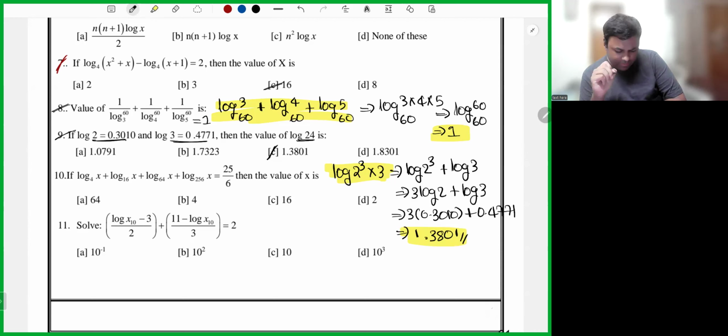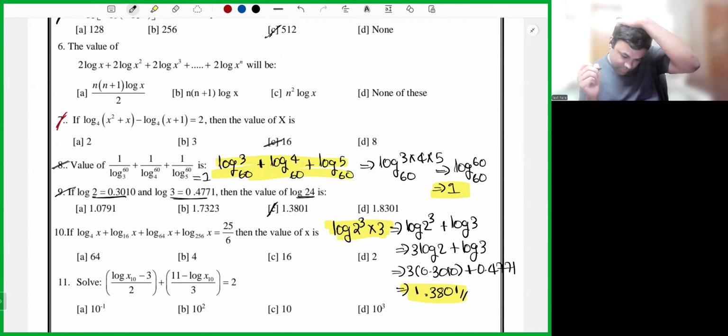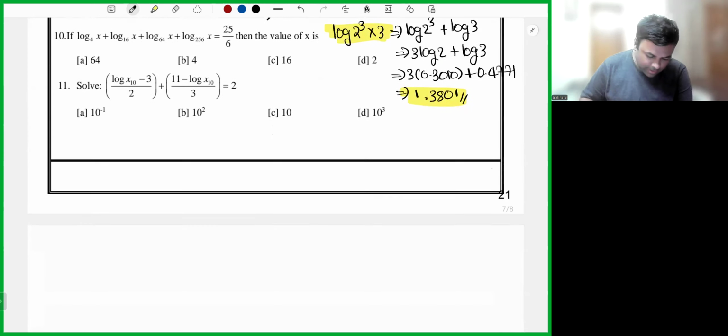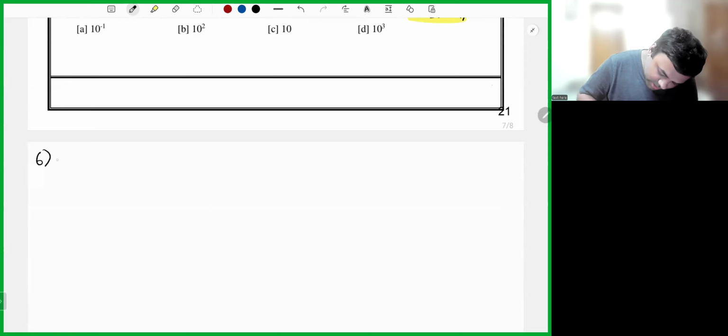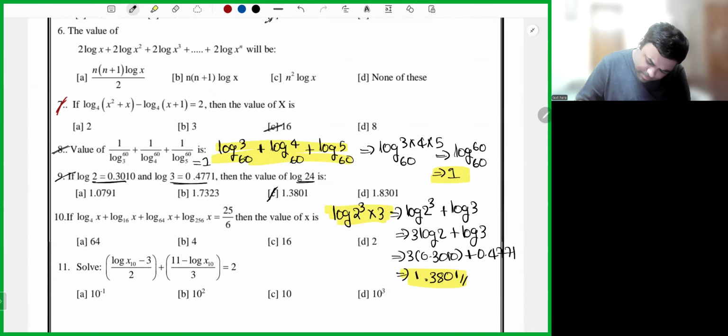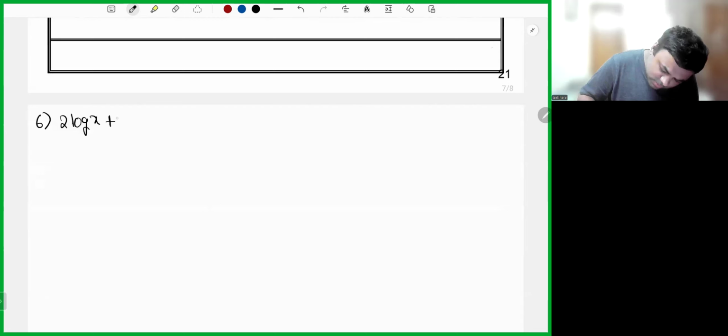Now, before proceeding to 10 and 11, my dear friends, let's solve this question number 6 first. He's telling 2 log x plus 2 log x square plus 2 log x cube, so on till 2 log x power n. What is this? Let's solve it. Now, question number 6. He's telling 2 log x. Base he gave anything? Nah, sir. Base is missing. So if base is missing, base is 10.